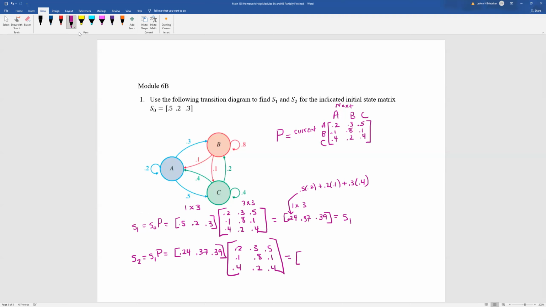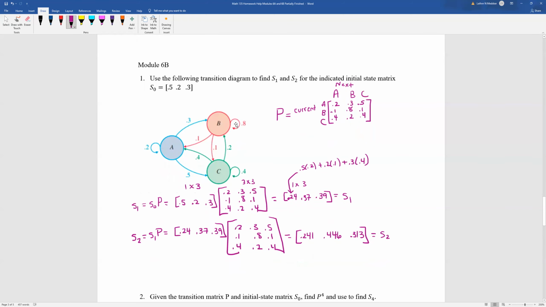Okay. And I've already worked this out on my calculator. This is 0.241 for the first one, so row 1 by column 1, 0.446 for the second one. And again, if you add those together and subtract from 1, you get 0.313, which is also row 1 times column 3. And this is state 2. So now we're looking at about 24.1% in set A, 44.6% in set B, and 31.3% in set C. And that is all that we needed to do for number 1 here.